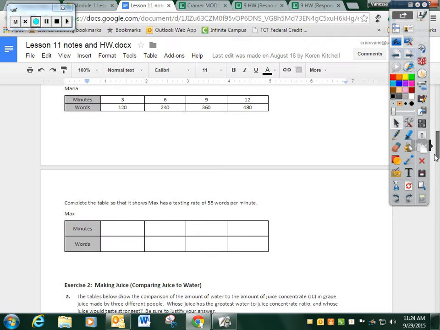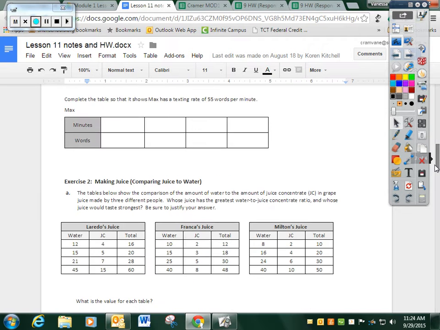If we flip over to the back side, okay, it says to complete the table so that it shows Max has a texting rate of 55 words per minute. Oh, I love that word rate. Okay, that's going to be coming up a lot in our next couple of lessons. Per 1 minute, Max can type 55 words.